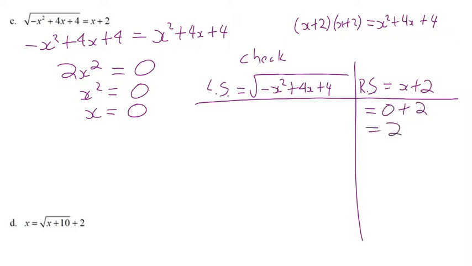So this time we're substituting in a 0, right? We get 0 plus 2, which is 2.